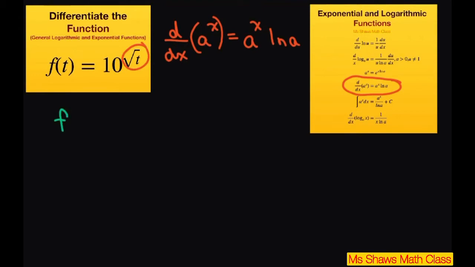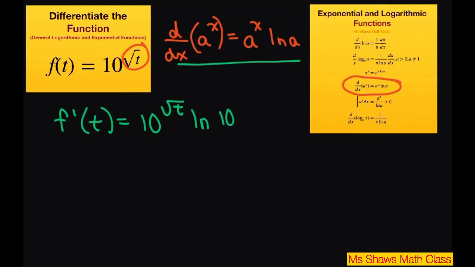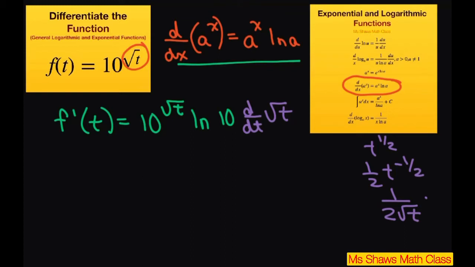We have f prime of t equals, now using this formula, my a is 10. So that's going to be 10 to the square root of t times ln of 10. And then we have to differentiate our square root of t. And so when you differentiate square root of t, that's going to be 1 half t to the negative 1 half, which is 1 divided by 2 square root of t. Just make it simple.